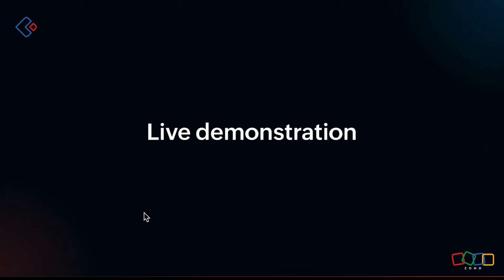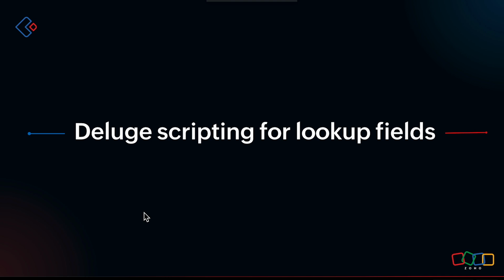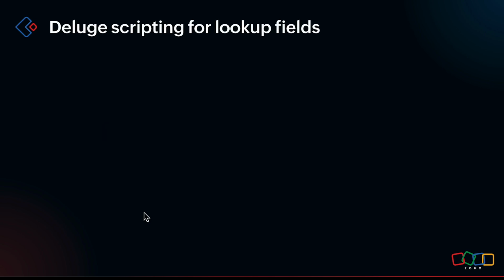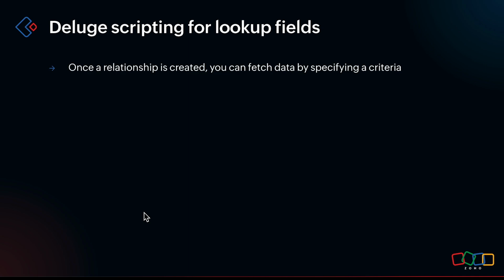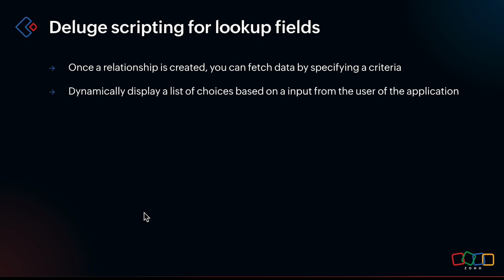So let me take you back to the presentation now. Once your data relationship is built, based on this data relationship, you can bring in automation into your application using the Deluge scripting language. Automation as in, based on the relationship that you have built within your application, you can fetch the records using your Deluge script. Based on the fetched records, you can auto-populate data within your application. So this is one automation.